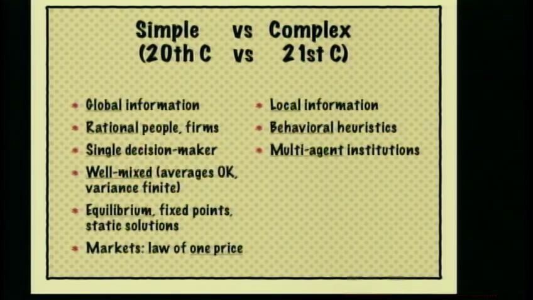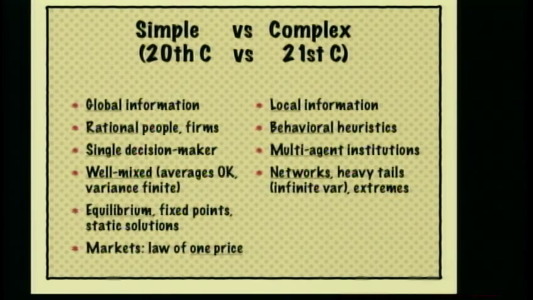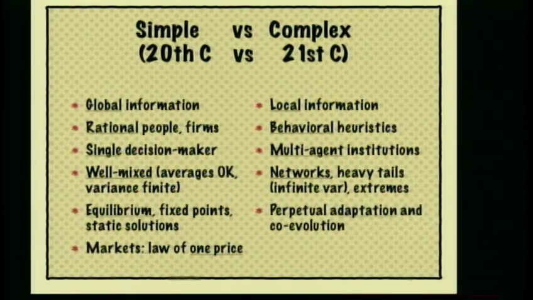And if you want to think about institutions, those are really multi-agent institutions. Congress is not run by a single person. Right? The Speaker of the House does not run Congress. There are 435 different ideas in the House of Representatives alone, another 100 in the Senate. And then instead of having things well mixed, we have heavy tails, we have infinite variance processes. The world is much more complex when we think about it in these terms.